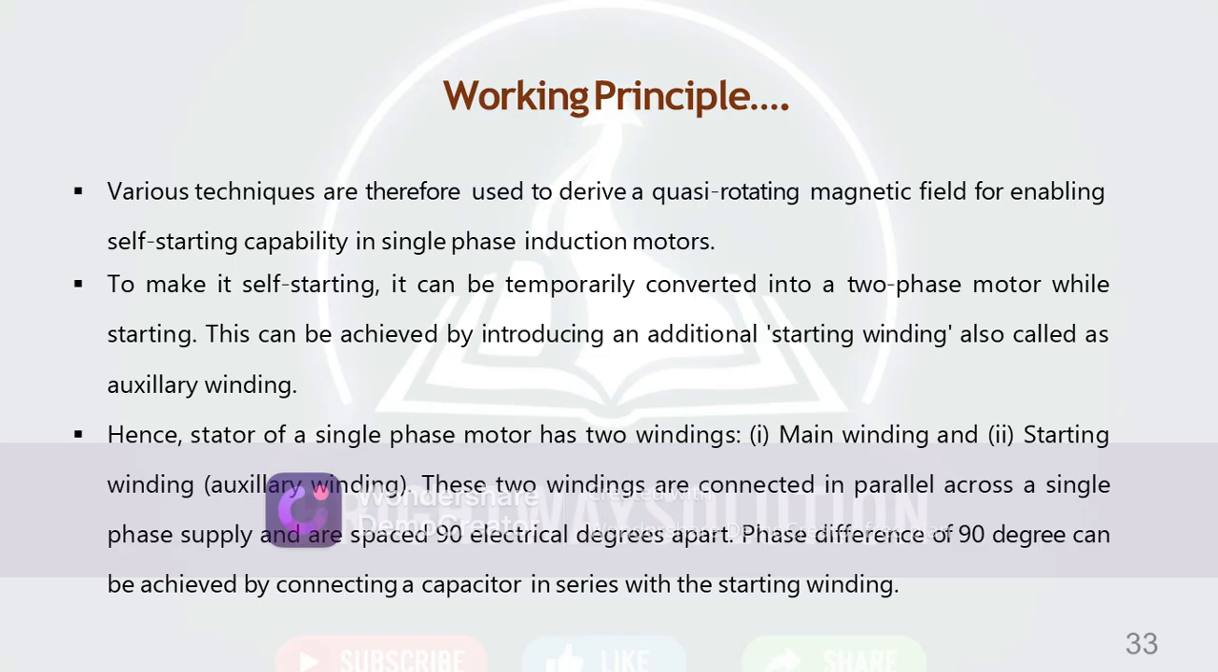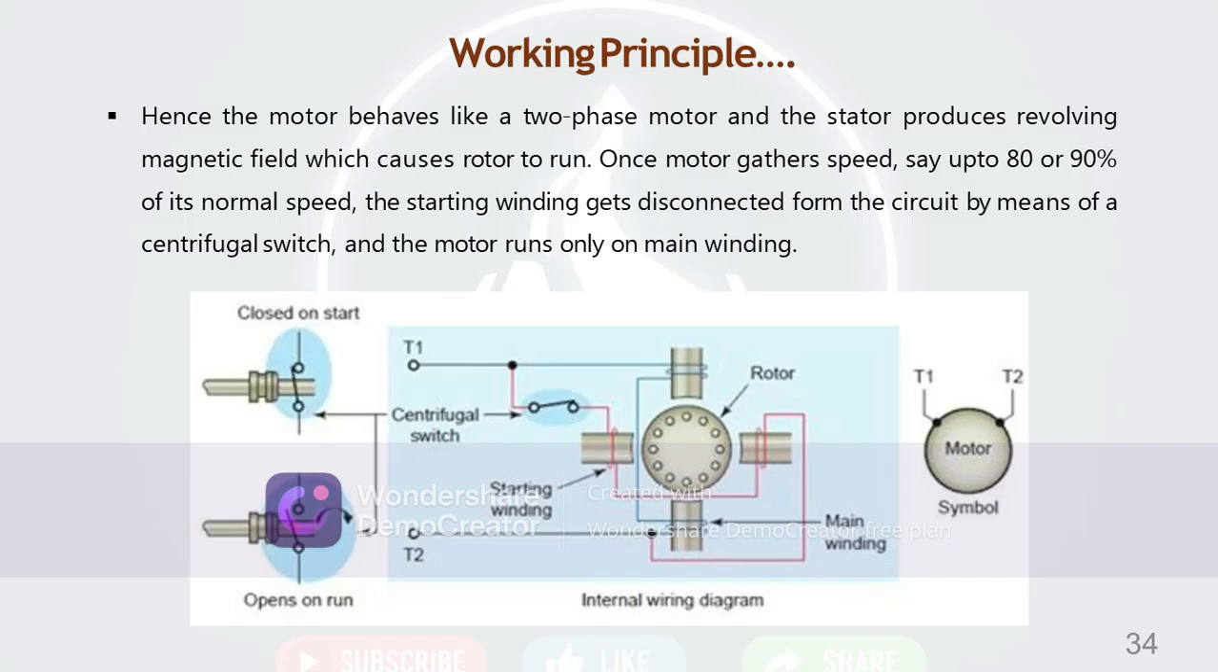So we require a main winding and a start winding, with a space of 90 degrees between them, to start the motor. Hence we have a two phase motor. The starter winding produces a revolving magnetic field which causes the rotor to run. Once the motor gathers speed, 80% to 90% is normal, the starting winding gets disconnected from the circuit by means of the centrifugal switch, and the motor runs only on the main winding. The starting winding is considered the auxiliary winding.